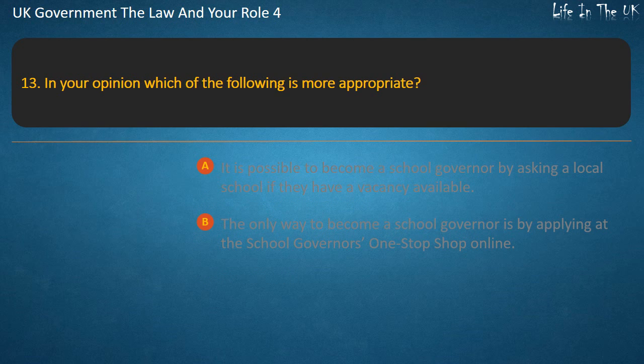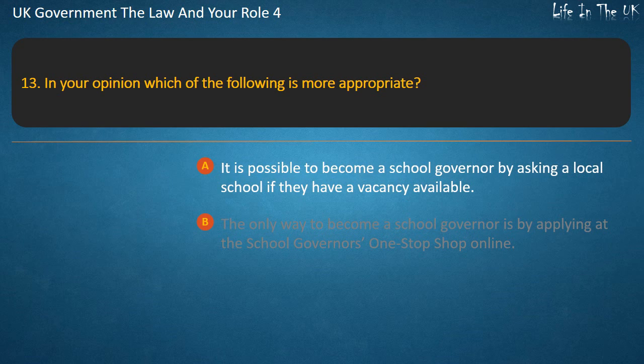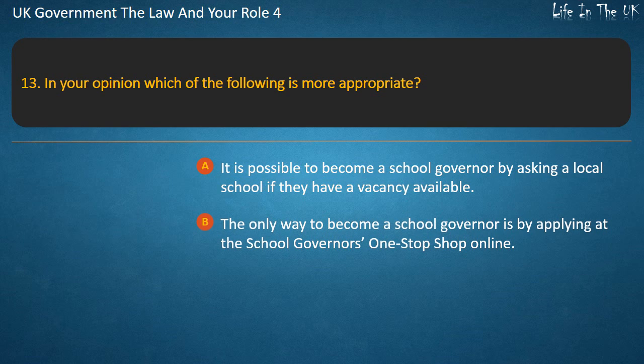Question 13. In your opinion, which of the following is more appropriate? It is possible to become a school governor by asking a local school if they have a vacancy available. The only way to become a school governor is by applying at the school governor's one-stop shop online. Answer. It is possible to become a school governor by asking a local school if they have a vacancy available.